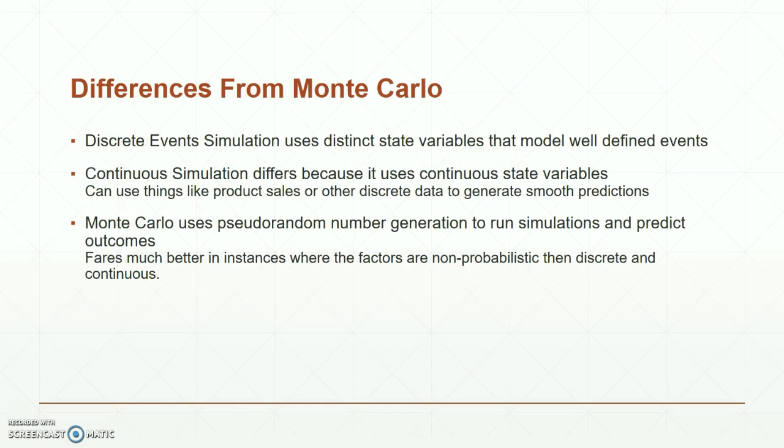So what are the differences between Monte Carlo and the other simulations we talked about? Well, discrete event simulations use distinct state variables to model well-defined events, as we've talked about. Continuous simulations differ because they use continuous state variables as opposed to discrete ones, and you can use them in things like product sales, as we've shown before. Now, Monte Carlo uses pseudo-random number generation to run simulations and predict outcomes. Again, it's like we used expected values in the example for the integration, and it fares much better in instances where factors are non-probabilistic than discrete and continuous.